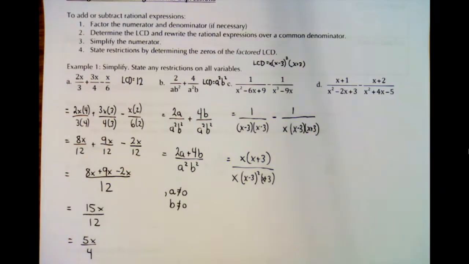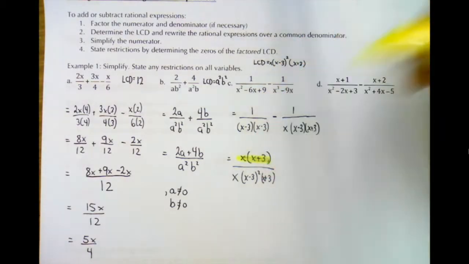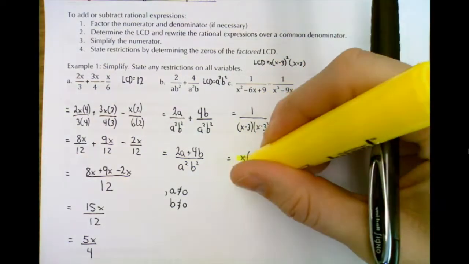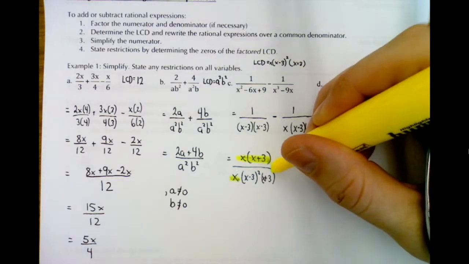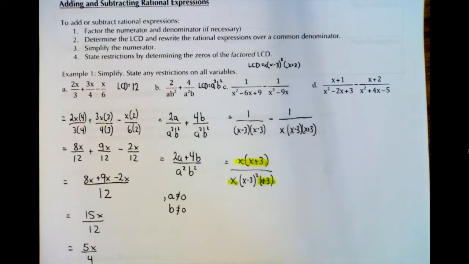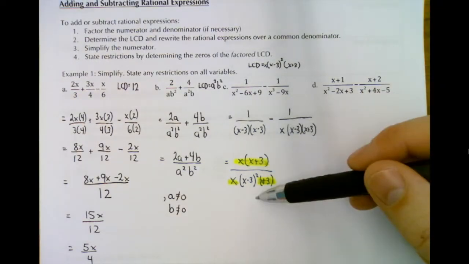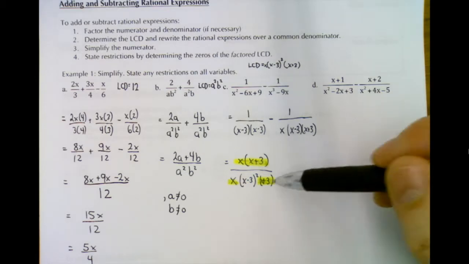I'll use my highlighter to show you what I changed. What I changed was x and x plus 3 on top, and x plus 3 on the bottom. I multiplied them in on top and bottom. That's all I changed, and it was so we could build a common denominator.